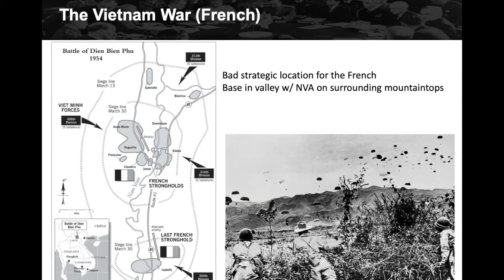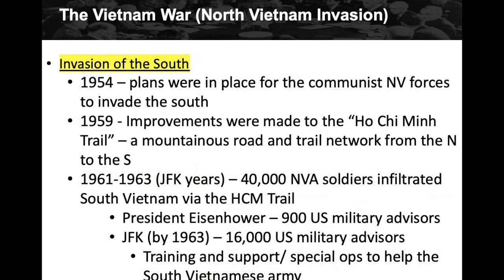And so basically it turned out to be almost like a siege, and it was just a bad strategic location for the French. The base was in the valley with the Viet Minh, which is the North Vietnamese, on the surrounding mountaintops. And so here's a picture of Dien Bien Phu, and more reinforcements are being parachuted in, so the French wouldn't be overrun. In the end, they did get overrun, and Vietnam becomes independent from France.